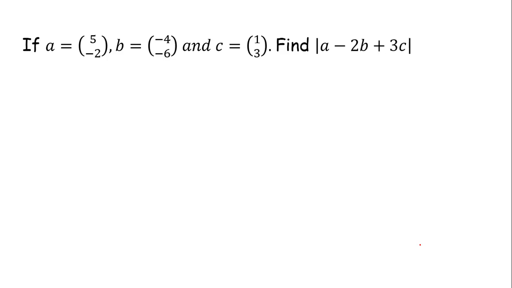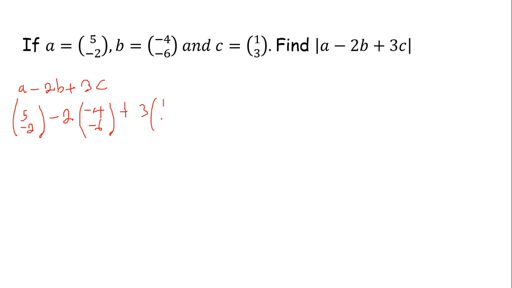Then we also have, if A equals (5, -2), B equals (-4, -6), then C is (-1, 3). We are requested to find the magnitude of A minus 2B plus 3C. So we are going to first get the expression for A minus 2B plus 3C. So A is (5, -2), then minus 2 times B, (-4, -6), then we add 3 times C, which is (-1, 3).